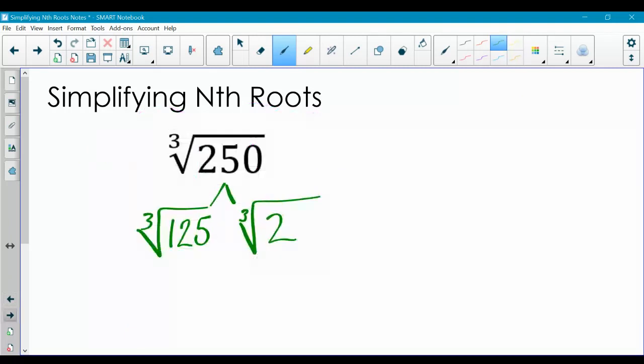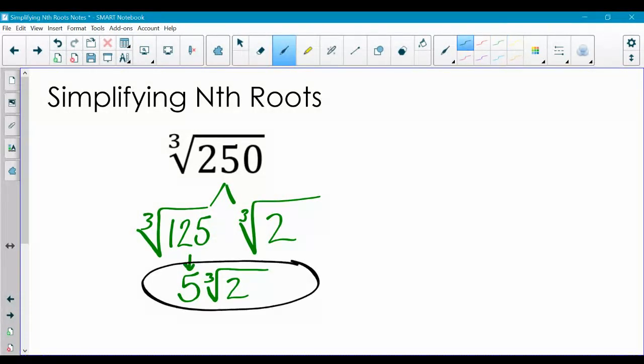So when we simplify this, the 125 turns into just a 5, and then we're going to rewrite the cubed root of 2 in our final answer. So this right here is what we would record for our simplest form answer.